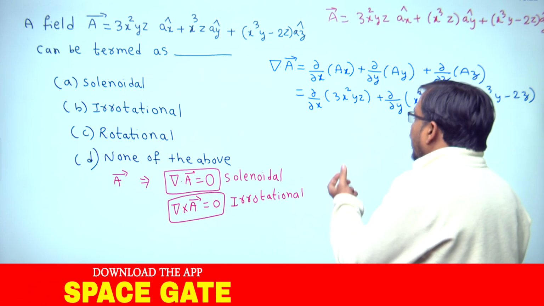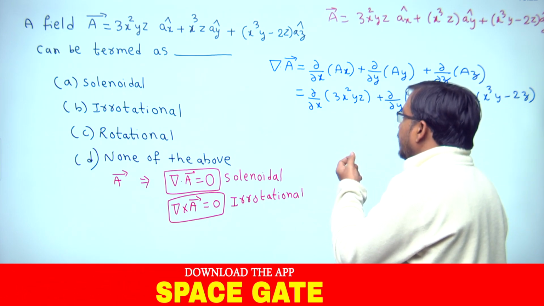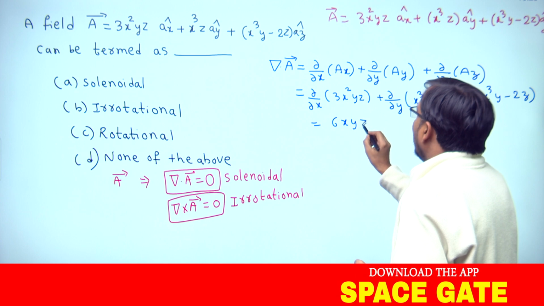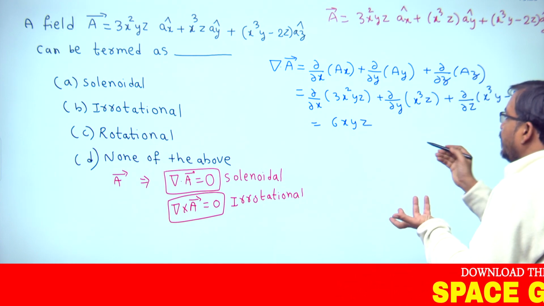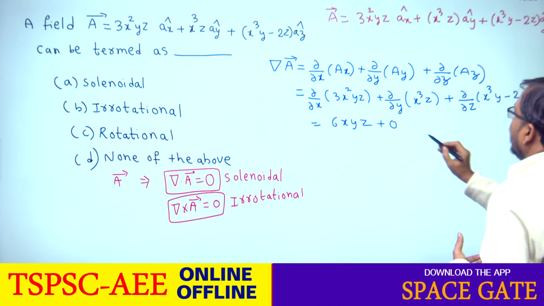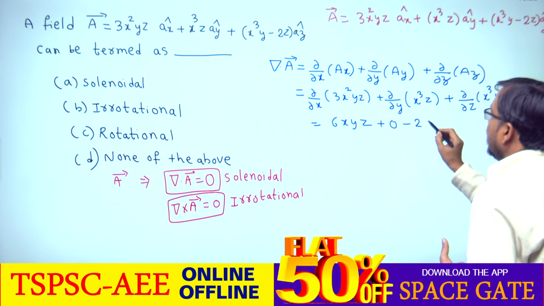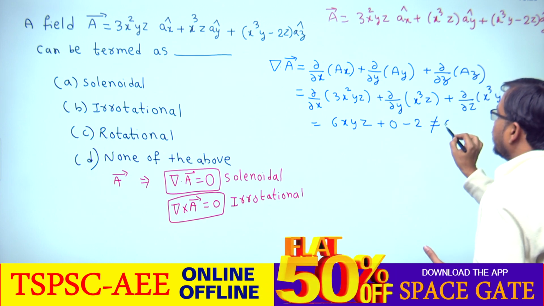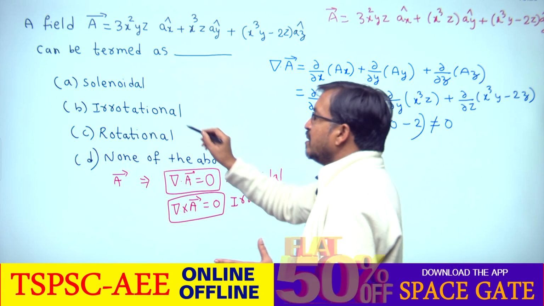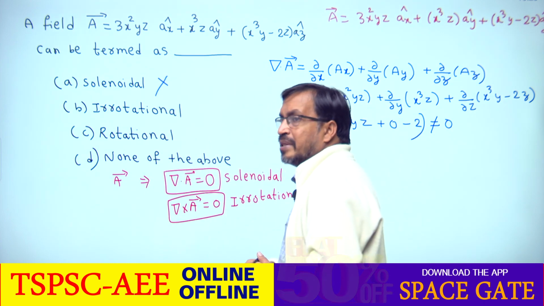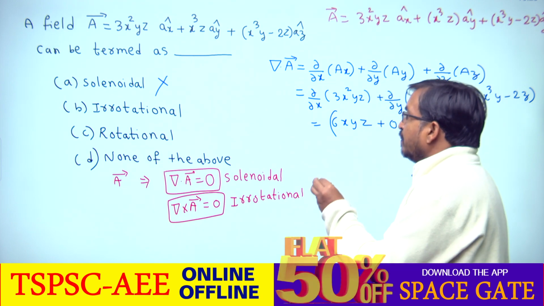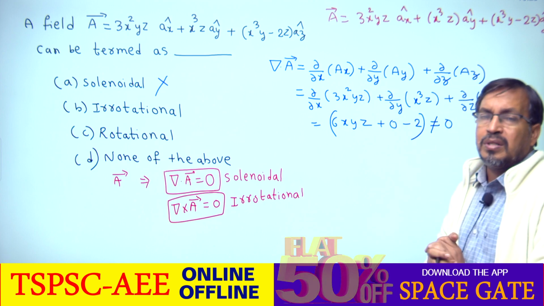See, I am differentiating 3x²yz with respect to x, that is 6xyz. I am differentiating x³z with respect to y, there is no y term, so 0. And x³y − 2z differentiated with respect to z gives −2. This value is not equal to 0. Hence, it is not solenoidal. Option A is not wrong because it is not solenoidal. Why is it not solenoidal? Because the divergence is not equal to 0.